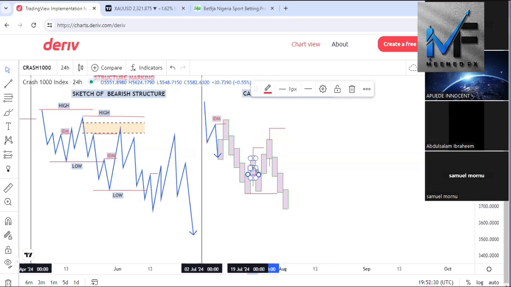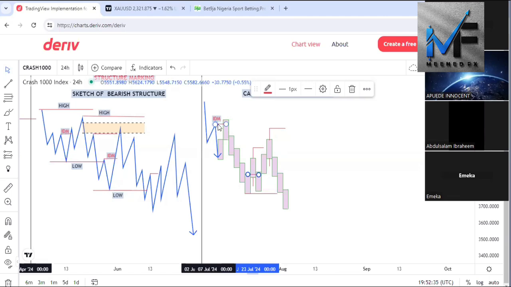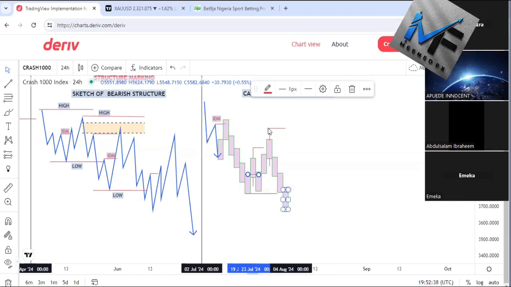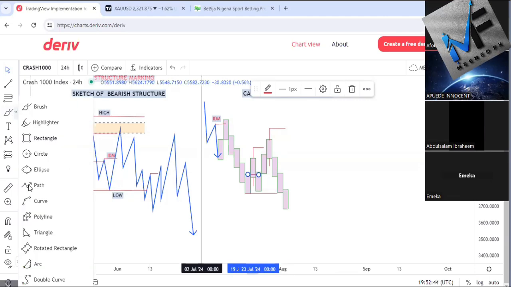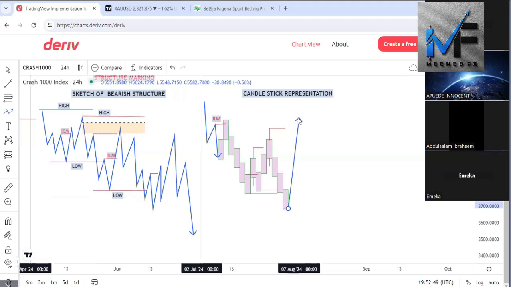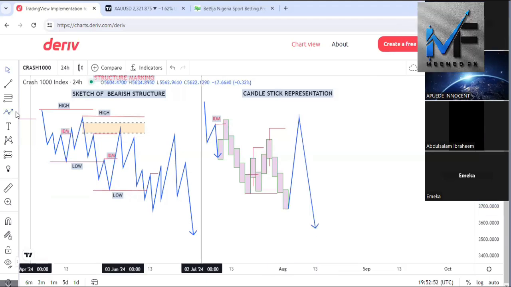Yes, sir. So this is a valid pullback. Inducement has been taken here, and on this leg there is nothing. So price will actually come for this place as inducement. If price comes back, price will clear it and then push down. That's just the basics.